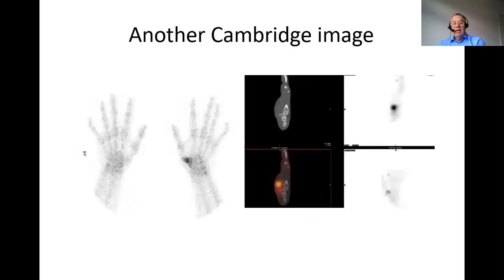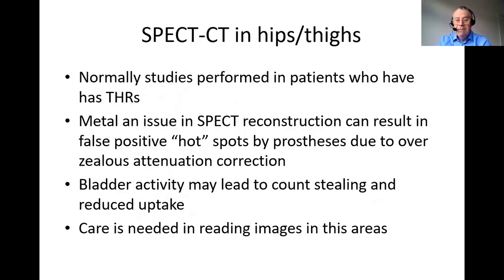And you can see here, we got a planar uptake in a patient who's fallen over, and it looks like it's in the site of the scaphoid. But when we do a SPECT-CT, it's actually localizing to soft tissue damage, and the bone itself is not damaged. So again, showing you specificity with SPECT-CT. What about other areas, hips and thighs?